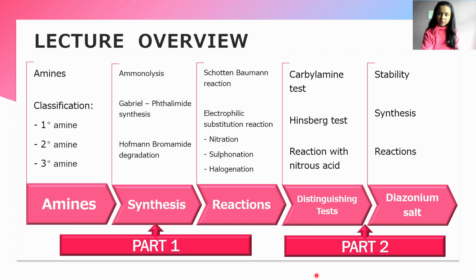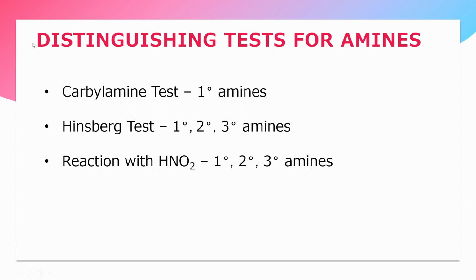So in this video, we will be talking about part 2, where we'll do some distinguishing tests for 1 degree, 2 degree, and 3 degree amines, namely Carbolamine Test, Hinsberg Test, and reaction with nitrous acid. Then we'll move on to Diazonium Salts, where we'll learn about their stability and how they're prepared and some reactions that they show. In the previous lecture, we discussed amines, their preparation, and some reactions that they show.